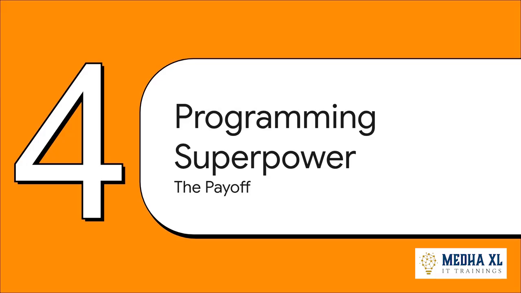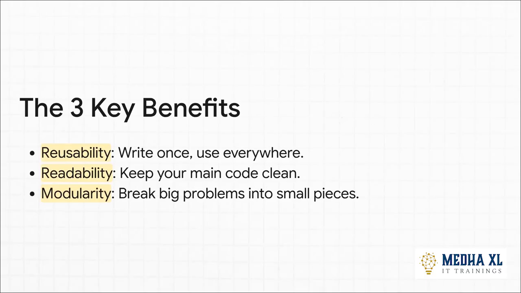So after seeing all that, let's just step back and look at the big picture here. Why is this so important? Well, this is where you really unlock that programming superpower we mentioned. Let's talk about the payoff. It all boils down to these three huge benefits. First, code reusability. Write it once, use it forever. Second, improved readability. Your main code becomes a clean, easy-to-follow story.